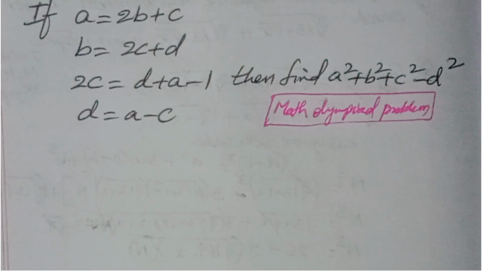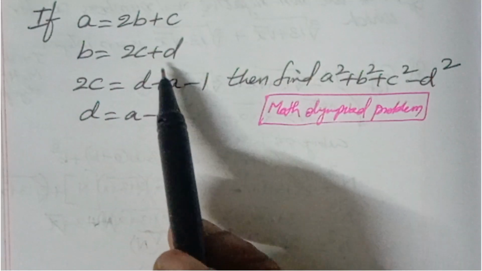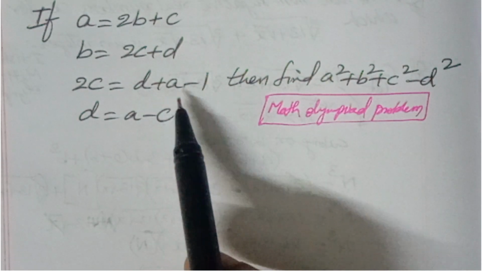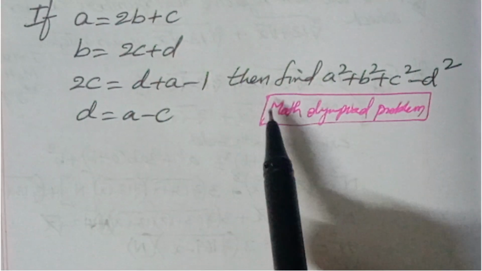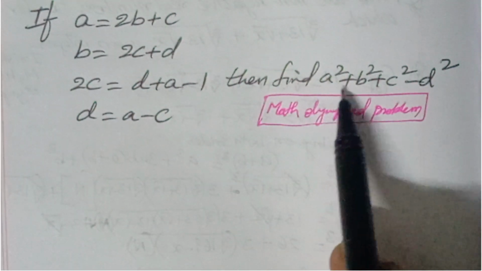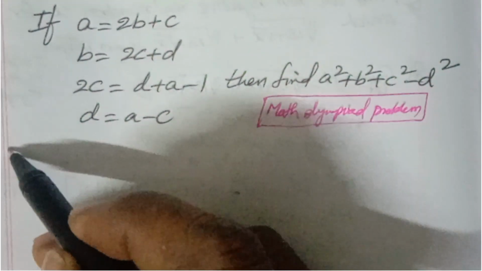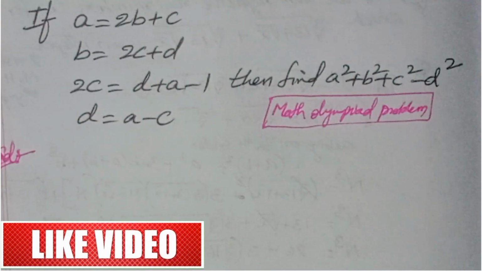We'll be looking at a math Olympiad problem. The problem is: if a equals 2b plus c, b equals 2c plus d, 2c is equal to d plus a minus 1, and d is equal to a minus c, then find the value of a square plus b square plus c square minus d square. So here logic is there in this problem, that's why this is selected.